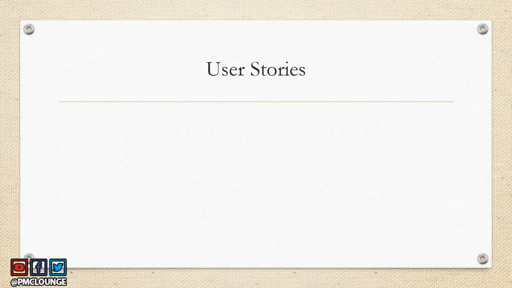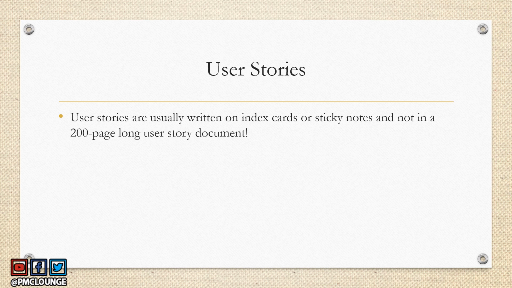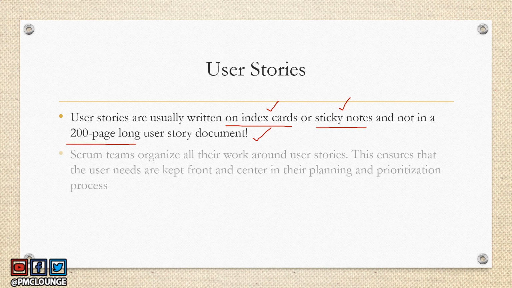So let's talk more about user stories. We took an example of a user story. We took an example of a user need, a requirement, right? And user stories are usually written on index cards or sticky notes and not in a 200-page long user story document, just like we had the requirement specification document. So there's no document as such. The user stories are written on index cards or sticky notes. So whatever we discussed in the previous slide, right? The requirement of having the customer book the hotel room using different websites, that is basically something which is written on an index card or a sticky note.